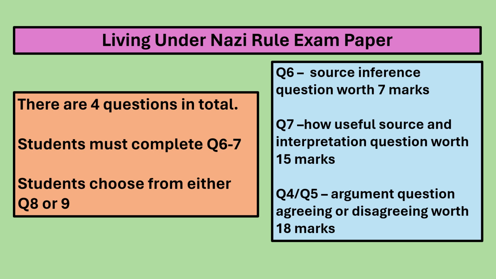Question 6 is a 7-mark source inference question, which you should spend 7 or 8 minutes on. Question 7 is a 15-mark source and interpretation question, asking you how useful those sources and interpretations are. And then question 8 and 9 is a choice of 2 essay questions, which you should spend about 25 minutes on for that.